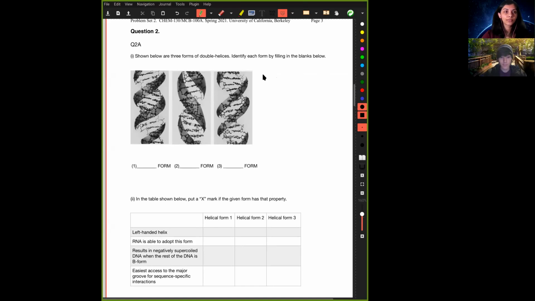So for question 2A, you're given the three forms of double helices, and you're asked to identify them and mark some of their properties. So I think for this, it would be helpful again to go over, just in summary, the properties of the major types of double helices. So can anyone give me the names of the three forms again? A, B, Z. Yep.